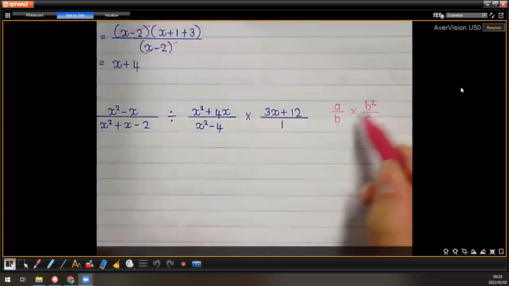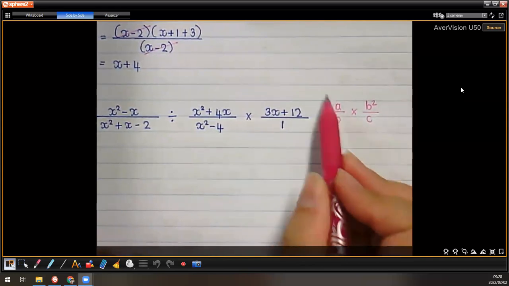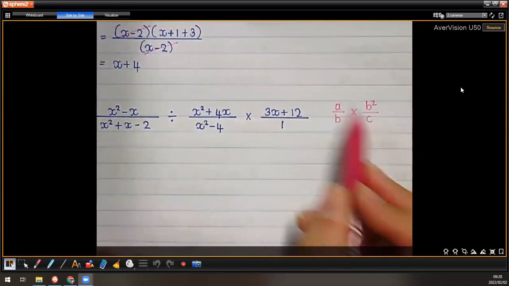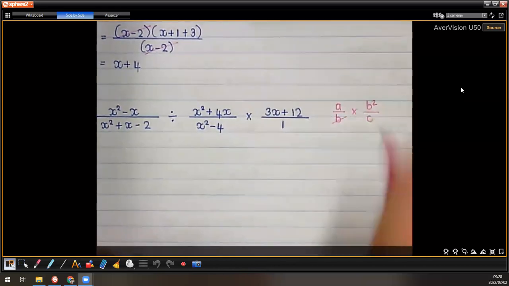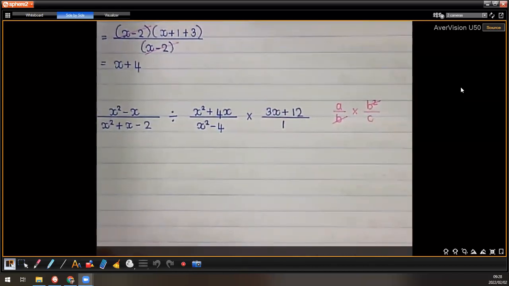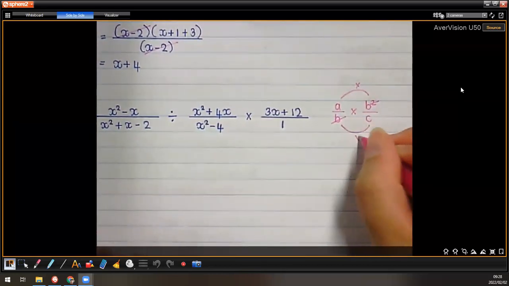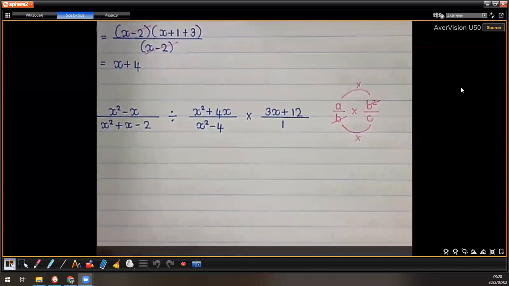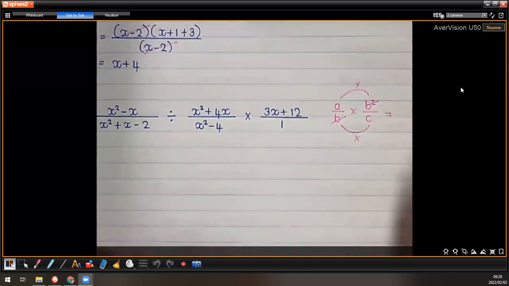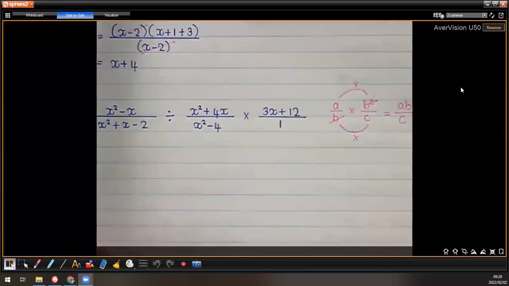Yes, so I could cross cancel here, the b and the b squared, right? Is there anything that I can cross cancel here with an a and a c? No. Okay, so I'll cross cancel that one b at the bottom with one of the b's at the top. Okay, and then after you've cancelled everything that we could cancel, you are going to multiply the numerators and then multiply the denominators separately. Okay, so this will be as an answer ab over c.